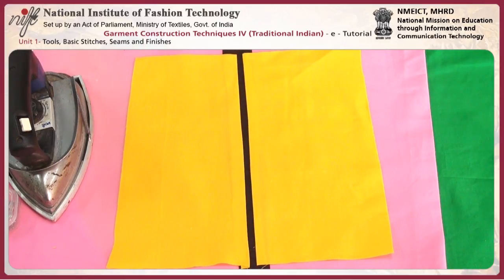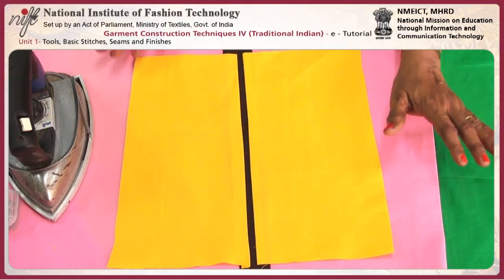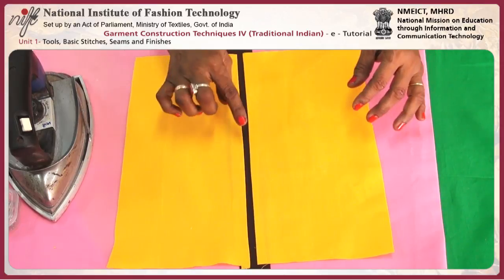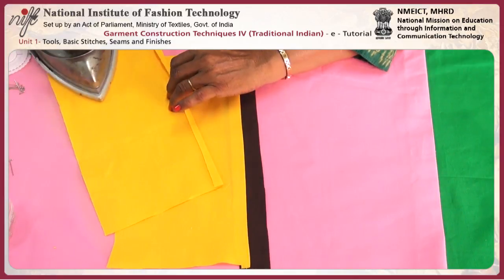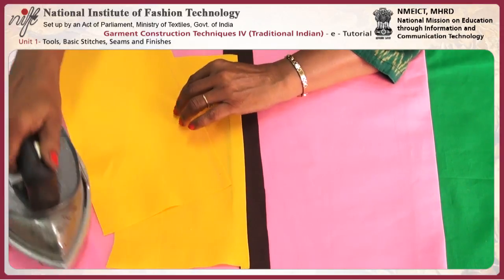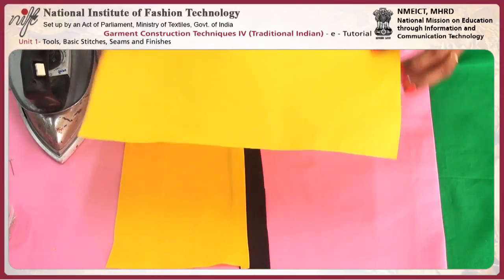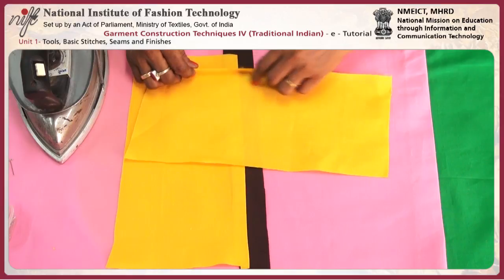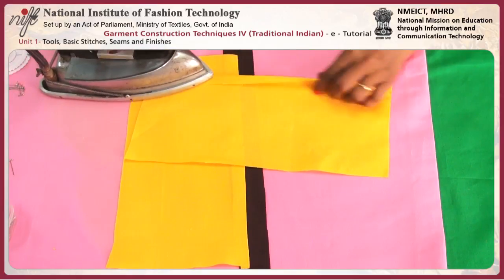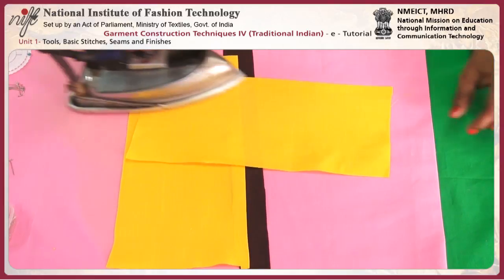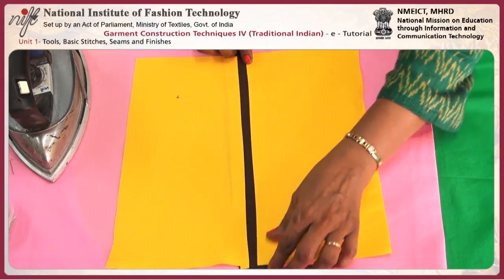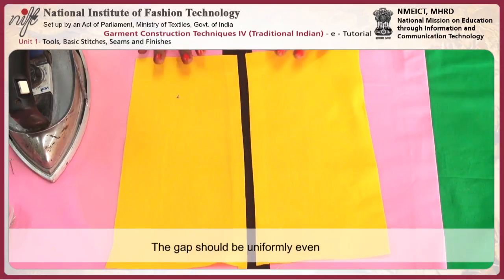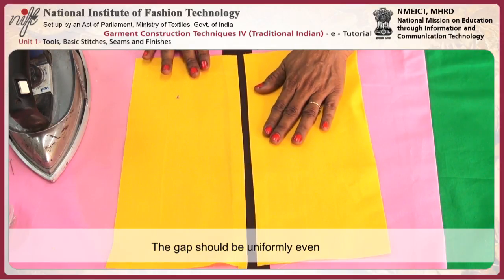uniformly. So if you want to have 1/4 inch, you can maintain the 1/4 inch, or if you want to have 3/4 of an inch, it has to be maintained, and be sure that the line is very straight while folding. Generally the space will become uniform.